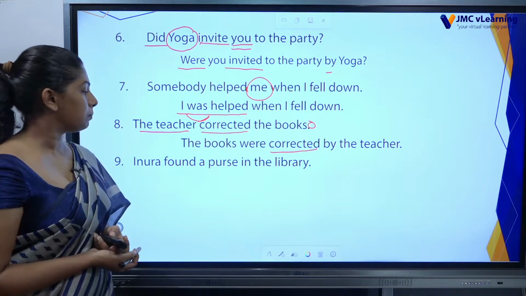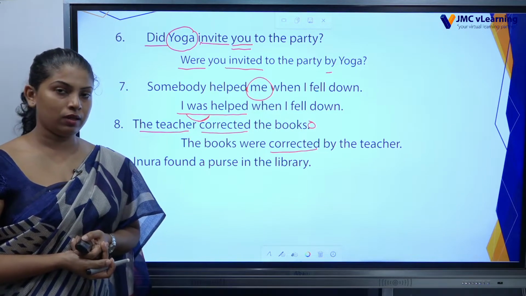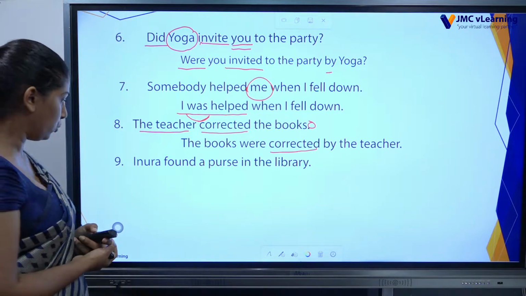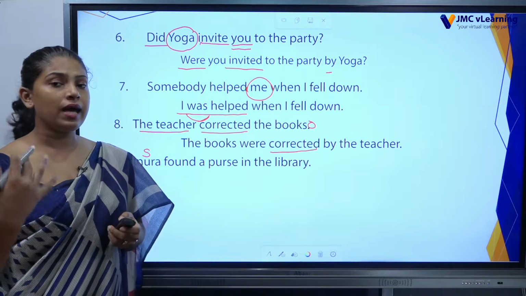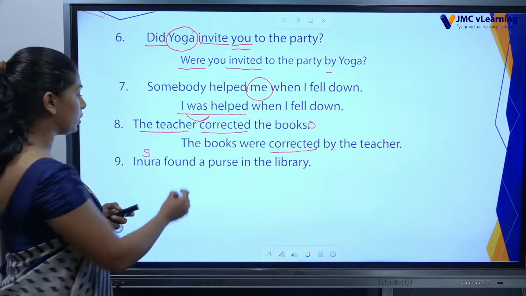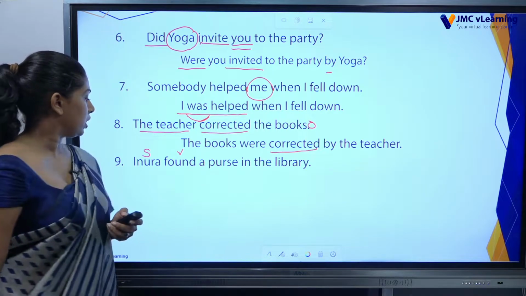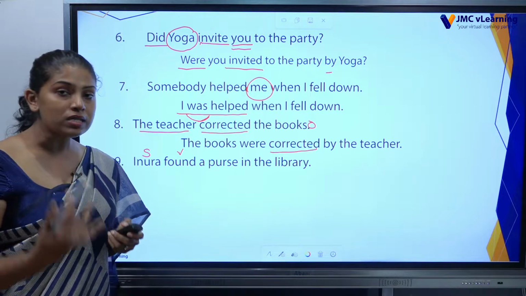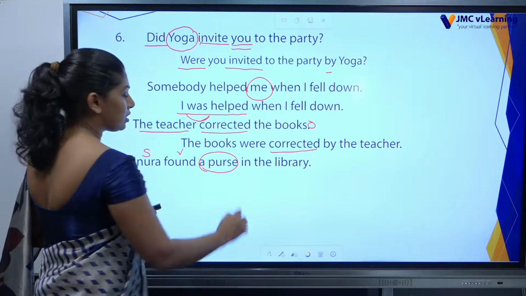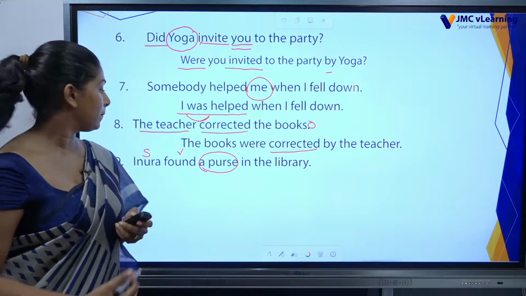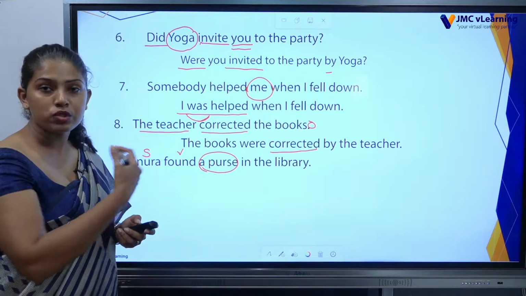Inura found a purse in the library. Who found it? Inura. So, Inura is the subject. And what has he done? He found something. So, verb is found. Inura found. What has he found there? He has found a purse. So, what is the object here? Purse. So, we can take the object first.